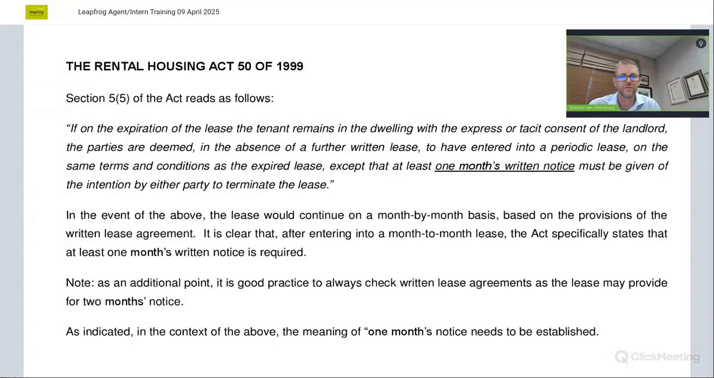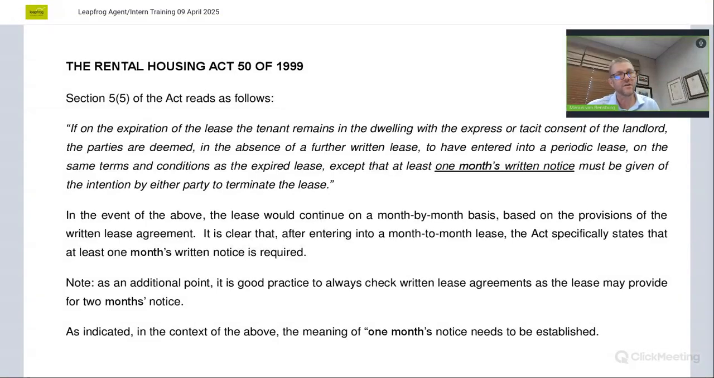So let's just talk about this generally first of all. This is where you have a fixed term lease agreement, for example, for a period of 12 months. What the Rental Housing Act provides in this section is, if nobody does anything whatsoever, then after the expiry of the fixed term lease, let's say your fixed term lease expired at the end of March, from the 1st of April, you're deemed to have entered into what's called a periodic lease. That lease will continue for the foreseeable future, unless one party cancels the agreement by giving 1 month's written notice.